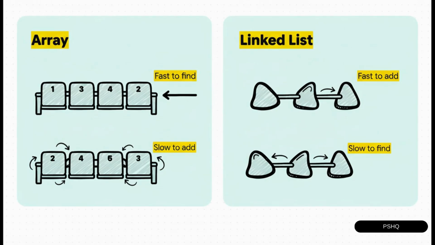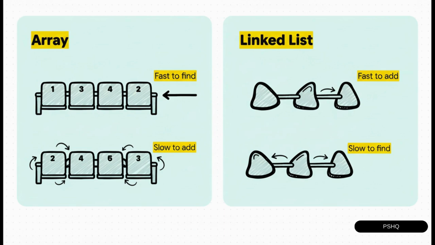An array is like having a row of numbered seats at a movie theater. If you need to find seat number 103, bam, you can go right to it. It is lightning fast for finding things. But what if you need to add a new person right in the middle? Oh, it's a disaster. You have to make everyone get up and shuffle down a seat. It's awful.